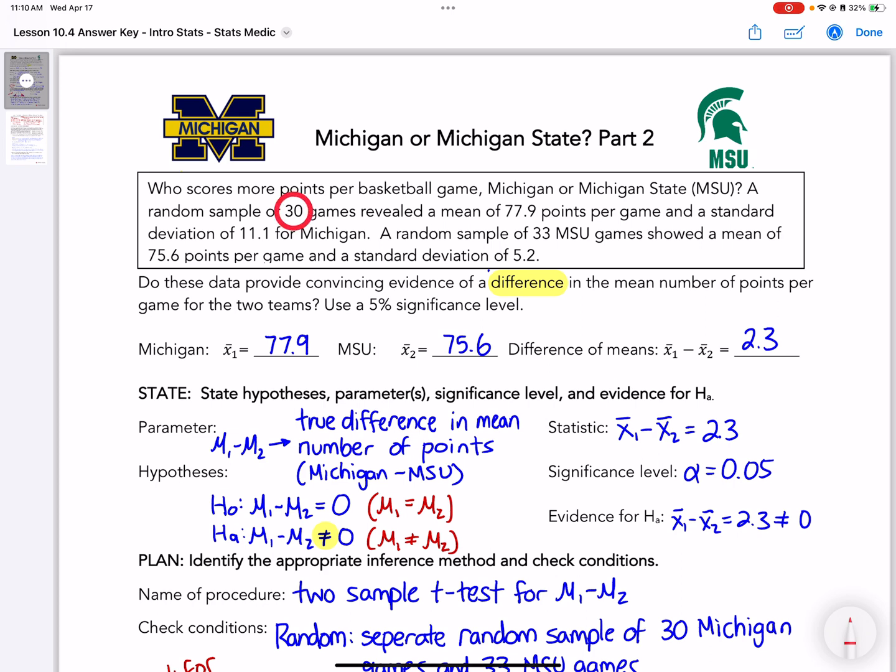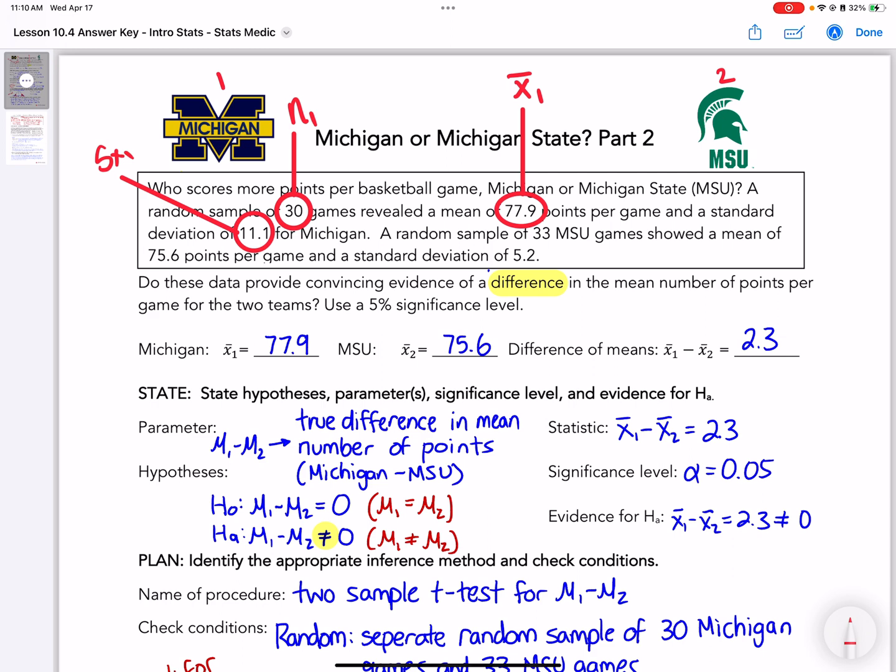So that 30 is going to be Michigan. I'm going to call Michigan 1 and Michigan State 2. So that's my N1. N is the size of my sample. The mean is 77.9 for Michigan. So I'm going to call that X bar 1. And then standard deviation is 11.1. So we're going to call that SX1.